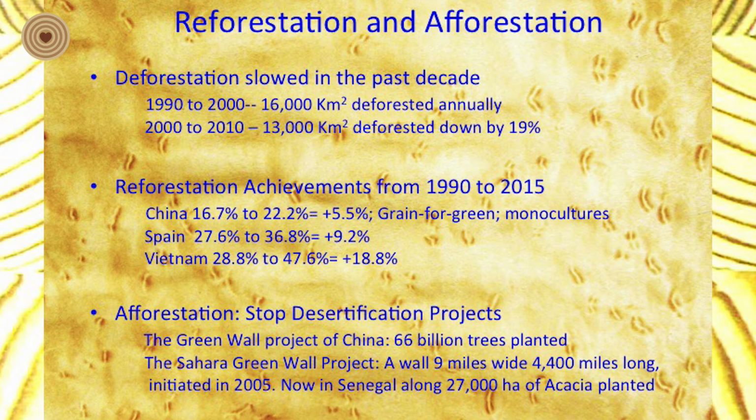The other Green Wall project is going on in Africa. They're planning to build a wall 9 miles wide and 4,000 miles across the middle of Africa, a Great Wall to stop the Sahara from going south. The one in Africa started in 2005, and in Senegal alone, 27,000 hectares have been planted with acacia. And yesterday we had a talk about acacia in Africa.